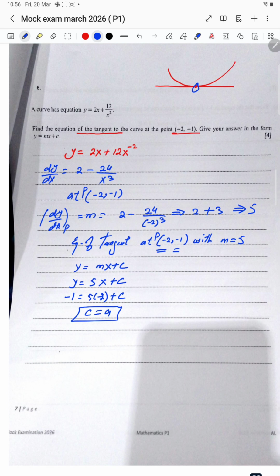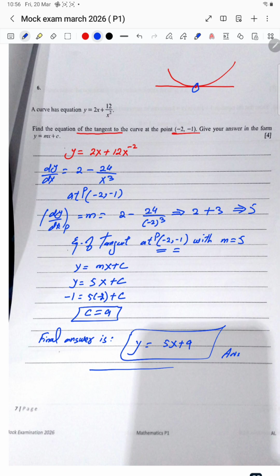So finally my answer is y equals 5x plus 9. That's the answer. I hope it's again very much clear. It's an easy question.